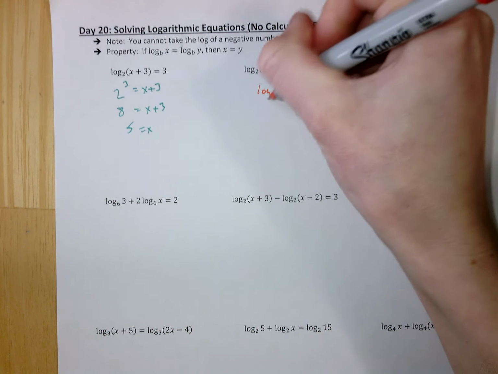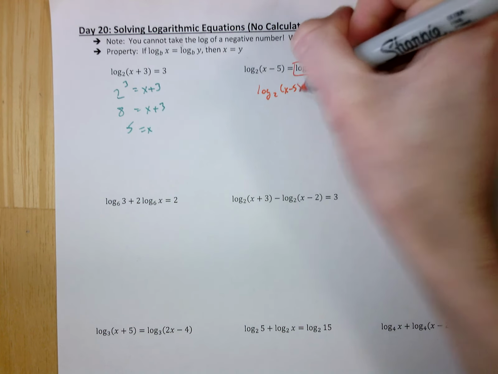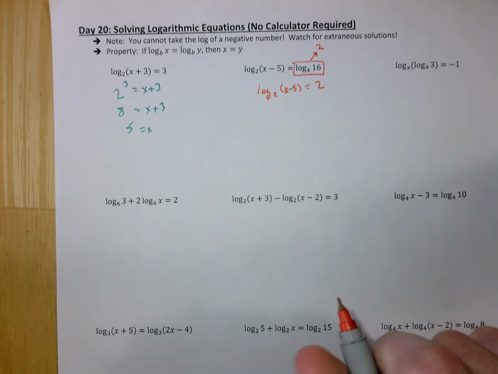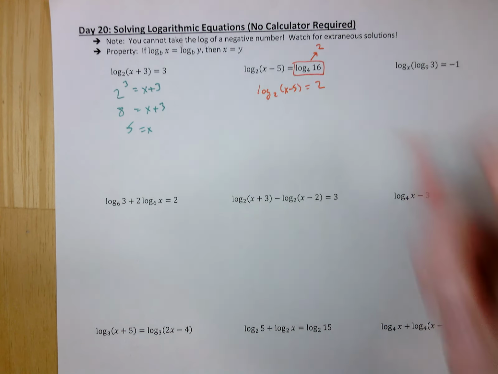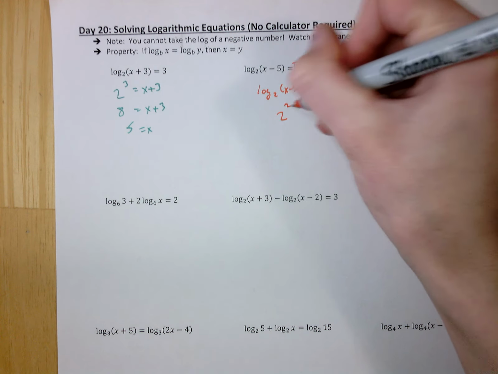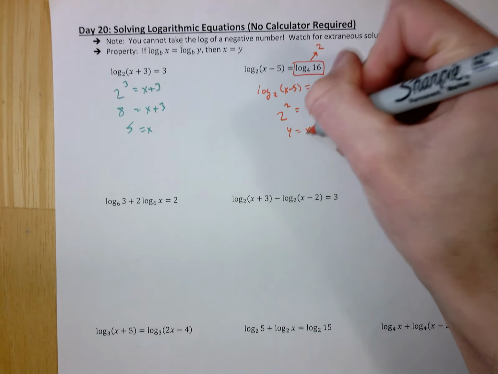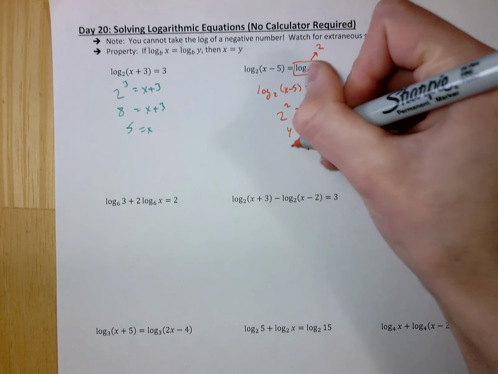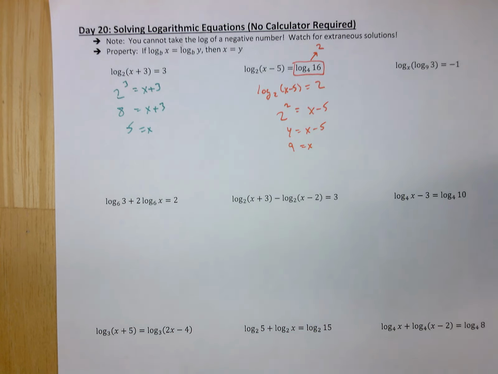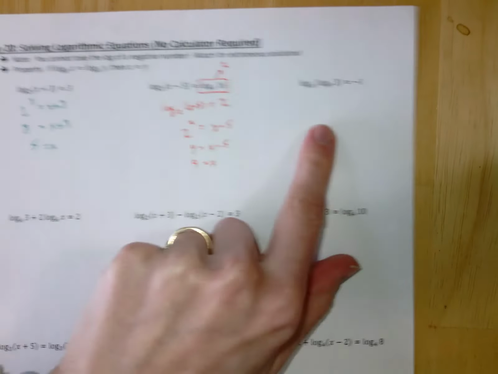So I have log base 2 of x minus 5 equals 2. And now just like the last one, I'm going to convert it. So 2 squared equals x minus 5. So x minus 5 equals 4. x is 9. Lovely.